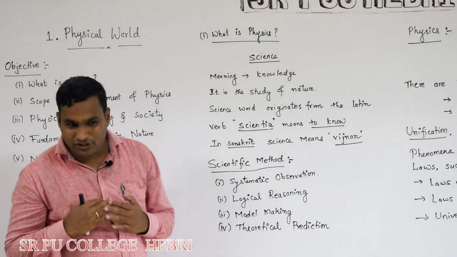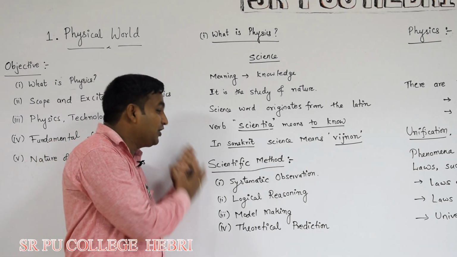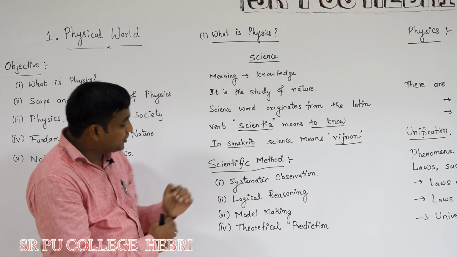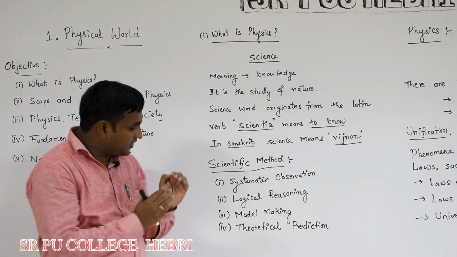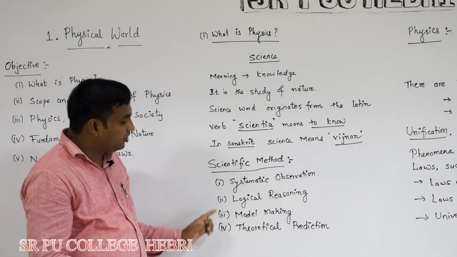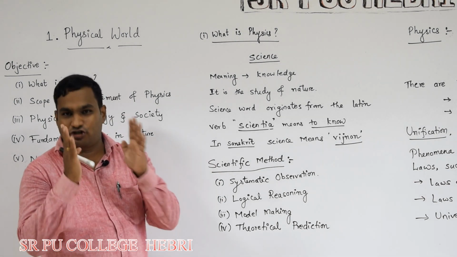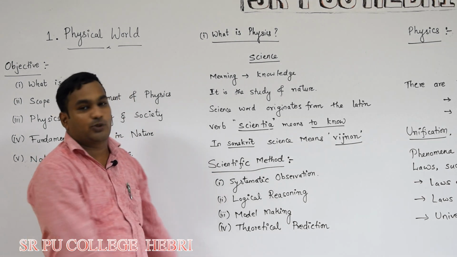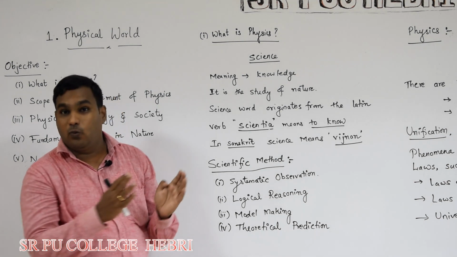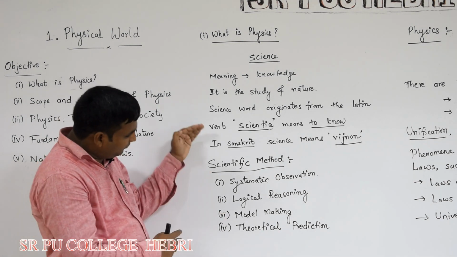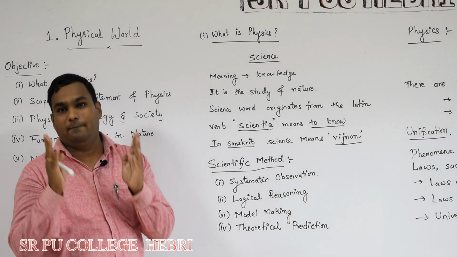You want to become a scientist? There are four important scientific methods. First one is systematic observation. Second one is logical reasoning. Third one is model making. Fourth one is theoretical prediction. Now this is one of the important questions. They may ask this question for 1 mark or 2 marks, and these four are the major important methods.